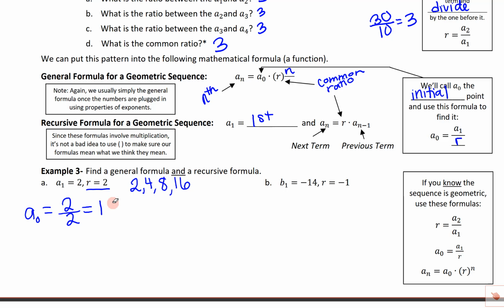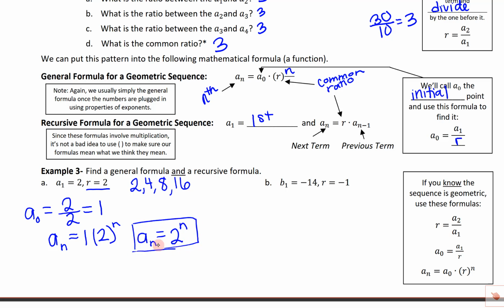Okay, now we're just going to put it into our general formula. So we have a sub n equals a sub 0, which is 1, in this case, times r, which is 2, to the nth power. We don't really need to write down times 1, right? Because anything times 1 is itself. So that would be our general formula.